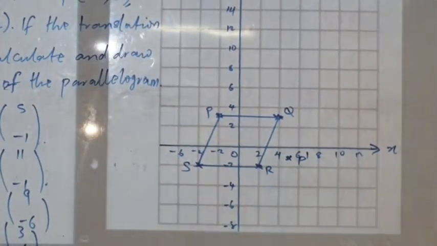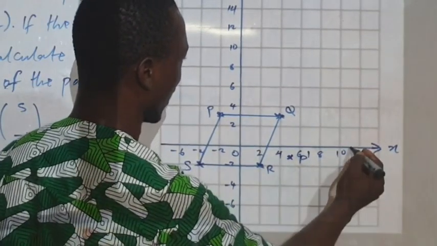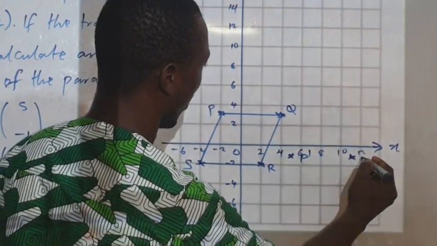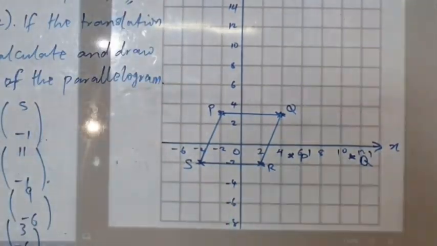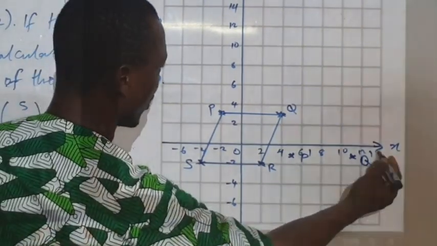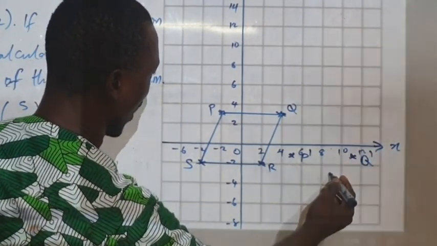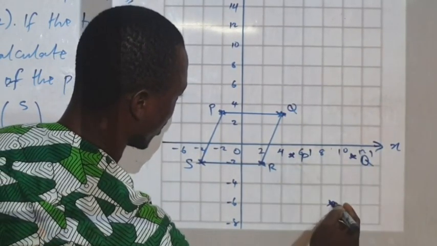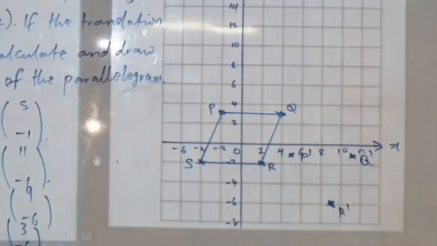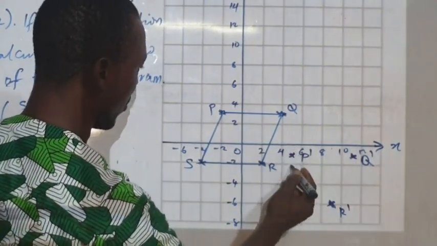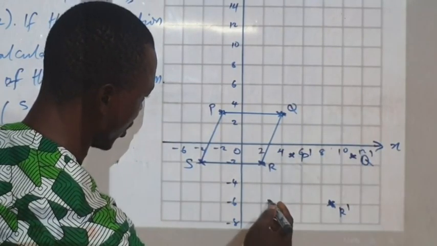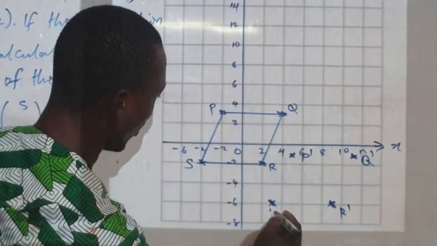Then for Q prime, 11, minus 1, 11 on x axis, minus 1 on y axis. So we have Q prime. Then R prime, 9, minus 6, 9 on x axis, minus 6 on y axis. So this is R prime, while the S prime is 3, minus 6, 3 on x axis, minus 6 on y axis. So now you have S prime.